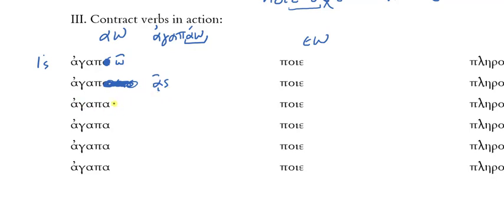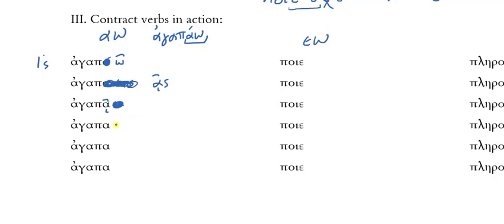Third singular does the same thing, agapae. And what's going to happen there? Alpha epsilon become long alpha, the iota will subscript, right? So third singular is agapa, circumflex. He loves.